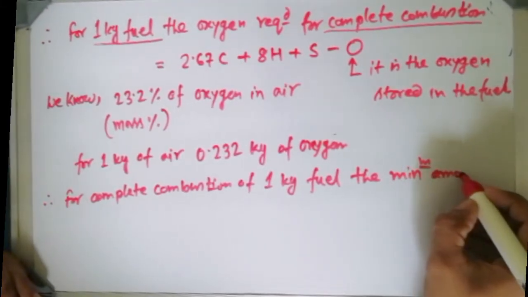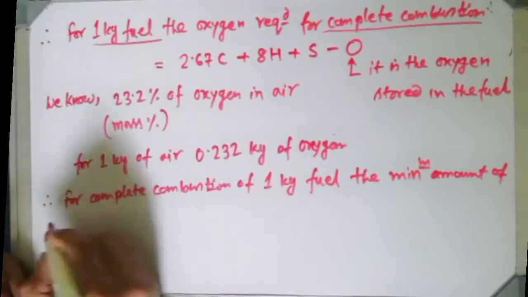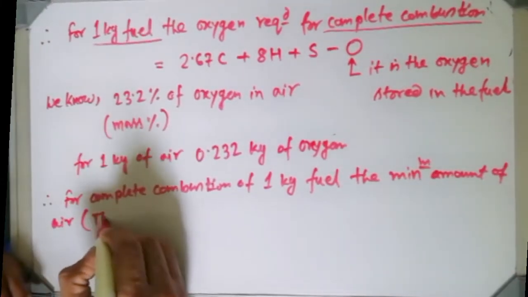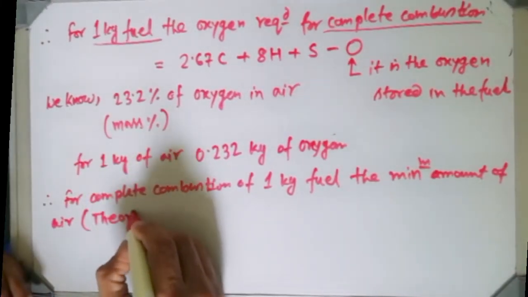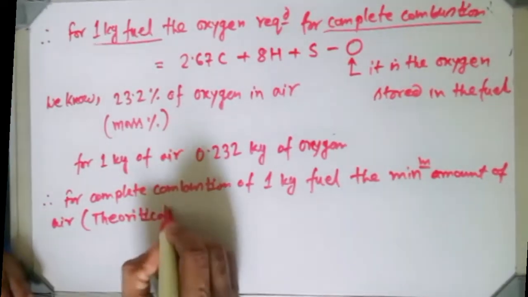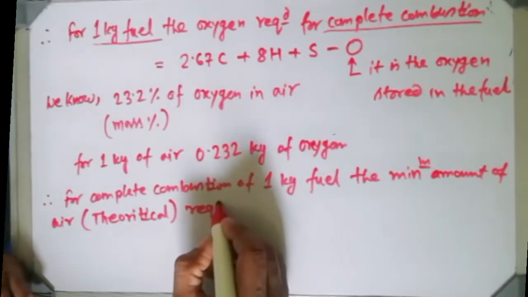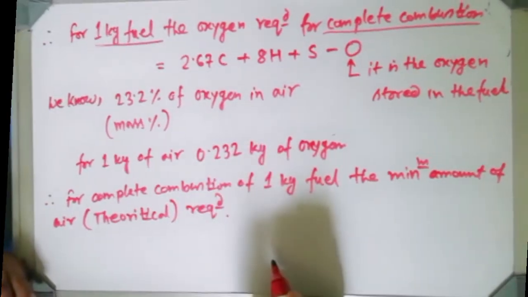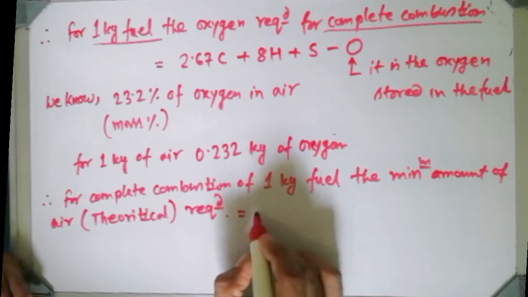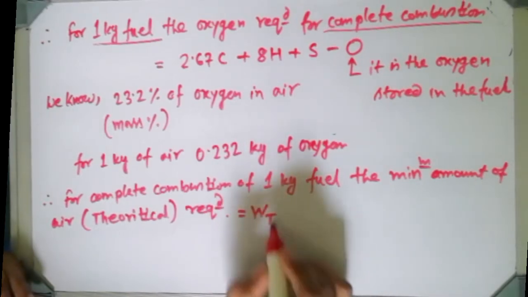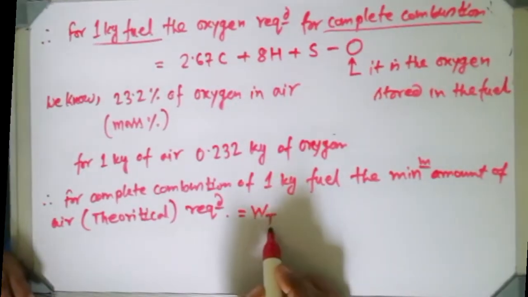Minimum amount of air required, I am expressing that by WT. T stands for theoretical, subscript T indicating the theoretical amount, and W stands for nothing but weight. So it is also known as minimum amount of air required or theoretical amount of air required.